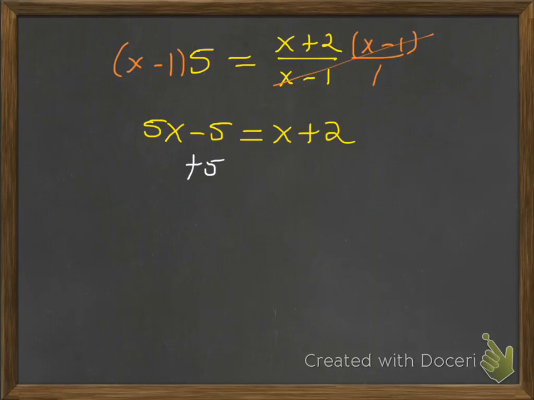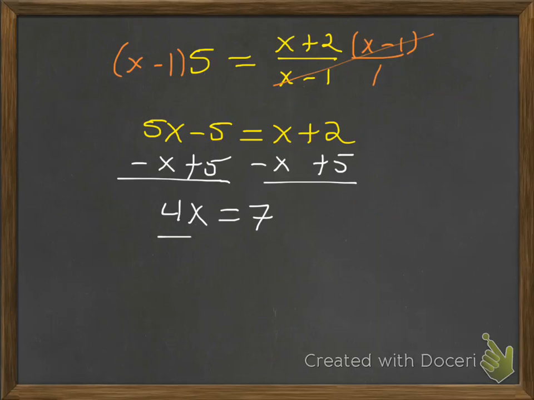And then we're just going to move all the x's to the left. So we're going to add 5 to both sides and then subtract x from both sides. And we will have 4x is equal to 7. And we'll divide both sides by 4. And we'll get x is equal to 7 over 4.